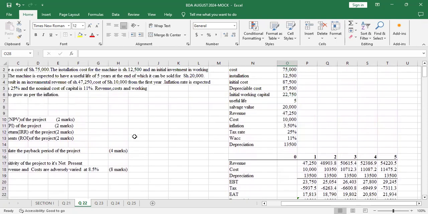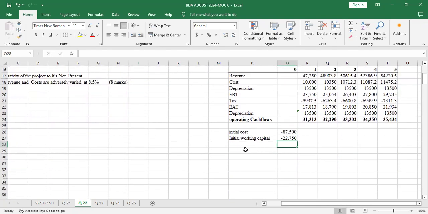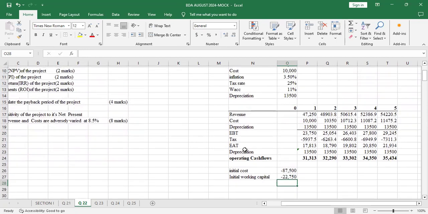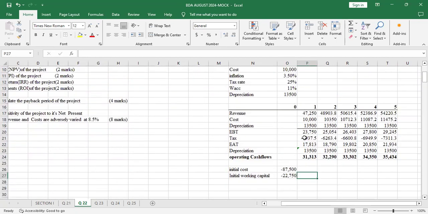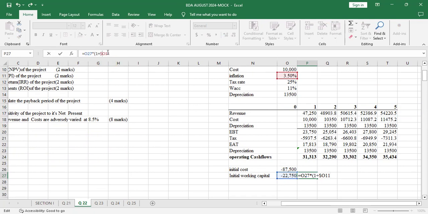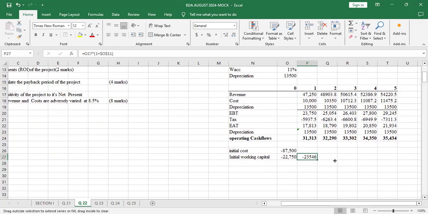But we are told under additional info here that even the initial working capital is affected by the inflation. So it means that it also grows from year one. So I'll pick this and I'll multiply by bracket 1 plus the inflation rate. Then I'll lock that inflation rate completely. So I'll enter that. Then I drag. Yeah, so those are the initial working capital up to the 5th year.